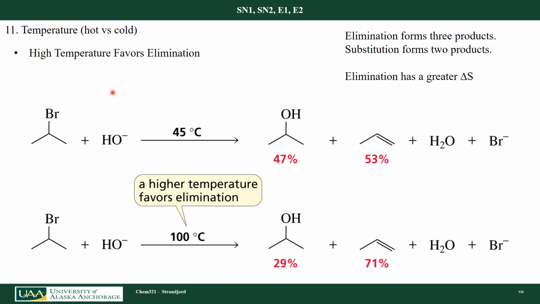And finally, temperature. High temperature favors elimination reactions. Elimination reactions actually form more products than reactants, so my entropy increases. Here I start with 2 reactants and I get 4 different products in this case. So I have a greater entropy which favors the products. So if I raise the temperature, I'm going to get more of the elimination reaction than the substitution reaction.